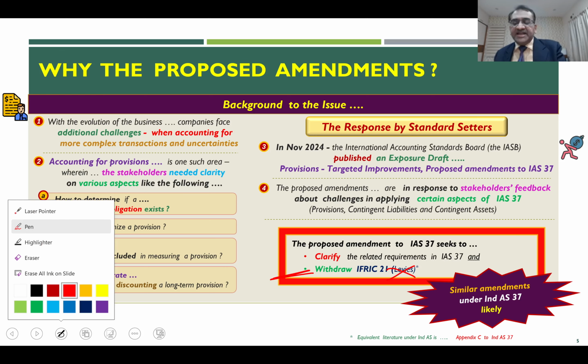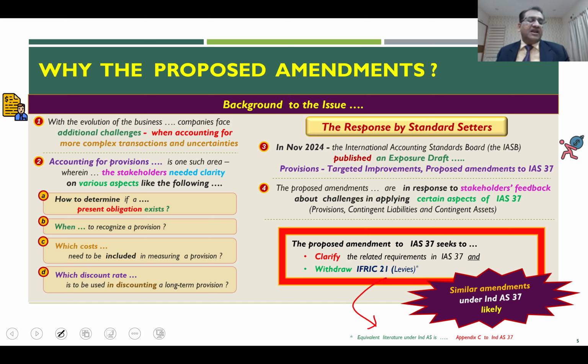Now, of course, from an Ind AS perspective, this corresponding literature is incorporated in Ind AS 37 itself as part of Appendix C. So, Appendix C to Ind AS 37 has the same literature which deals otherwise with the levies in the IFRS perspective. Now, obviously, because India has gone for the convergence path to IFRS, at some point in time, even under Ind AS 37 also, similar amendments which are there under IAS 37 are likely to be brought in as part of the Ind AS reporting framework as well.